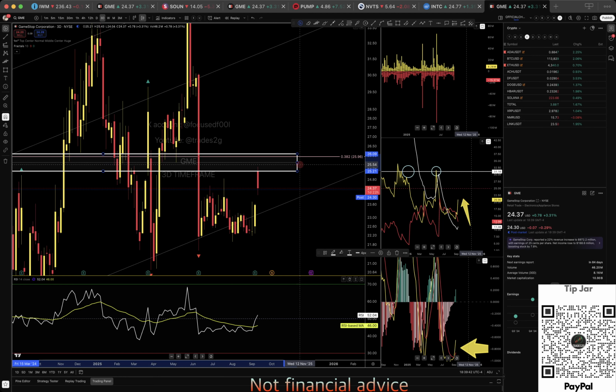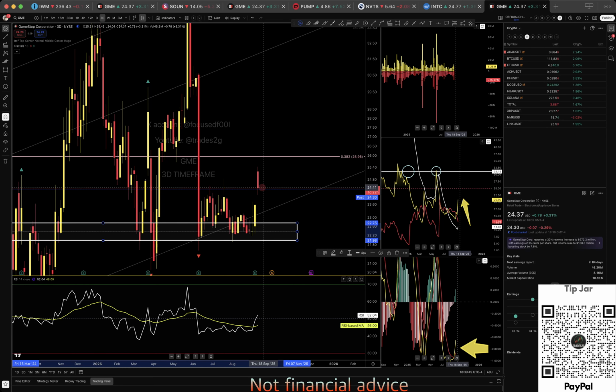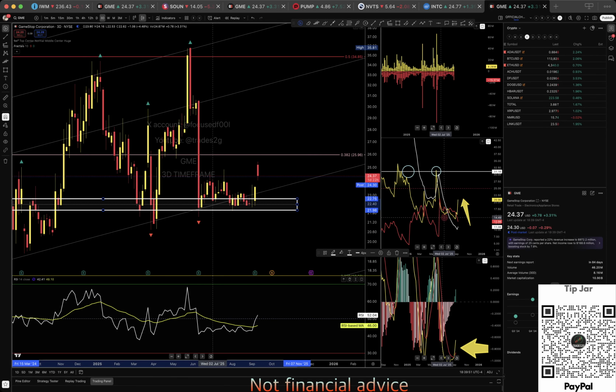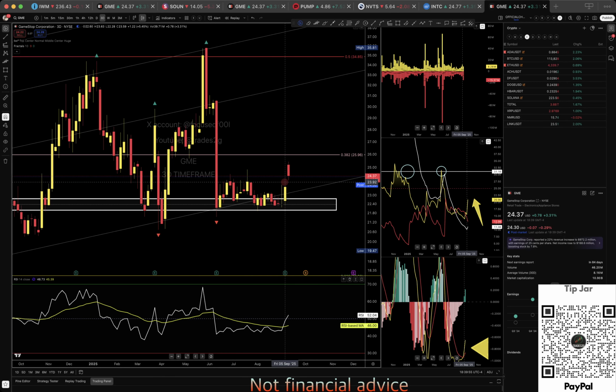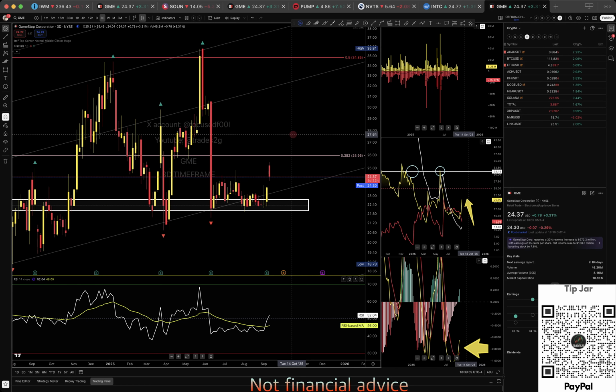You're not gonna get rich tomorrow. Maybe you are gonna get rich tomorrow, who knows? But stuff like this takes time, and the conviction, well, this is the time. Not financial advice, but this is the point. This is the time, if you're looking to get into a potential swing trade, this is a nice swing trade.